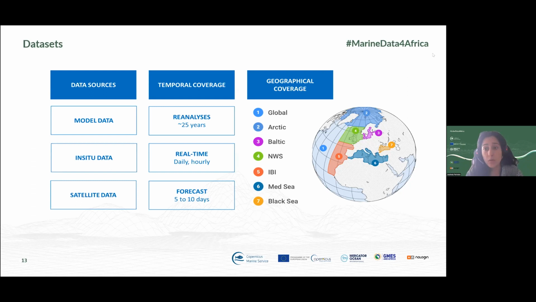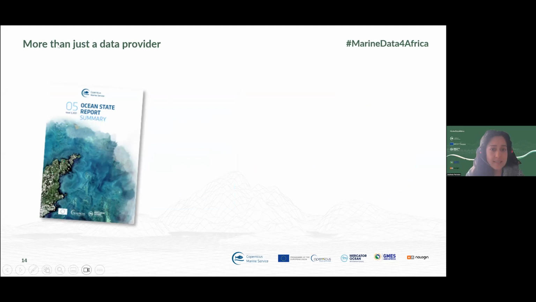In terms of geographical coverage, besides the global ocean, which we're going to focus on a bit more today, there are also 6 other areas around Europe. As I said, it is a European program, so it is more focused on Europe, as you can see here on the globe. Besides providing data and marine products, every year we also produce a report on the state of the ocean, where we try to summarize it and adapt it to policymakers, not only scientists, but also other audiences.